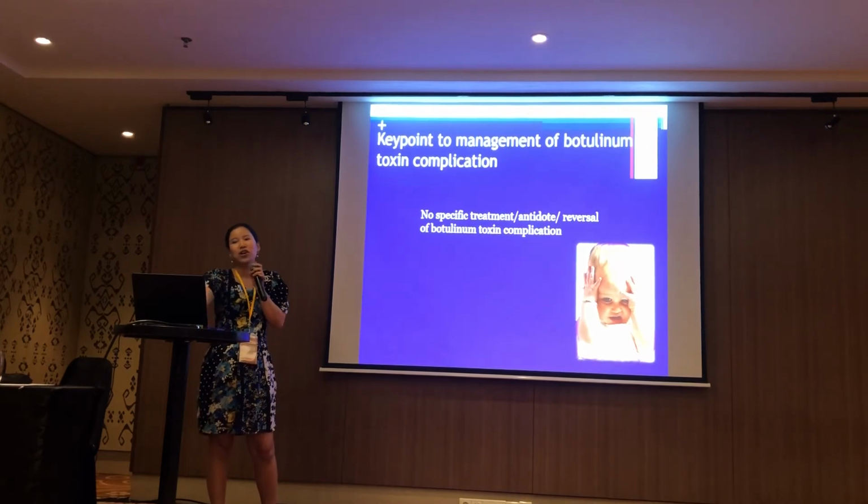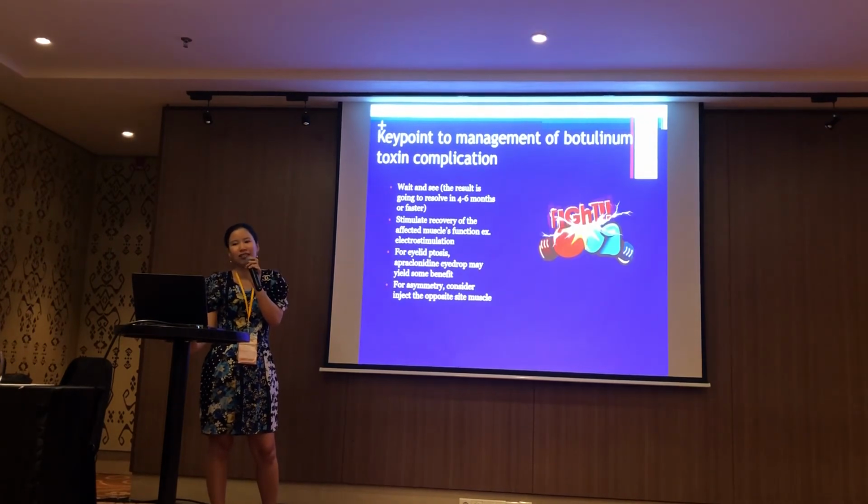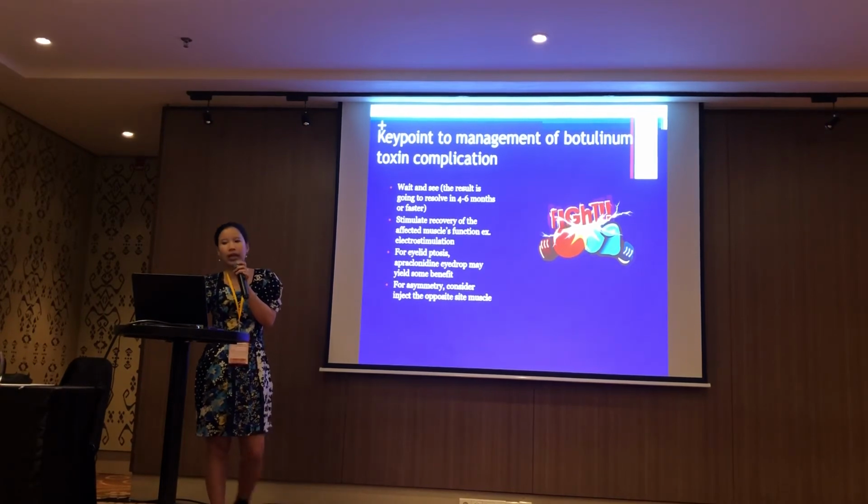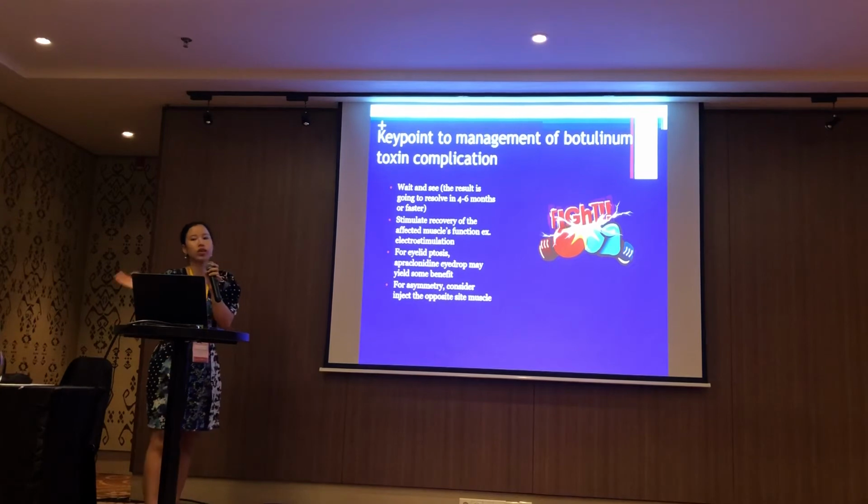Okay? For botulinum complication, there is no specific treatment or antidote. Okay? So the key point to have you ready to resolve is to stimulate natural recovery. And for the erythrosis, that is not severe. I emphasize that it works only in case it's not severe. You can use the alpha, and for the asymmetry, you can consider the opposite side.